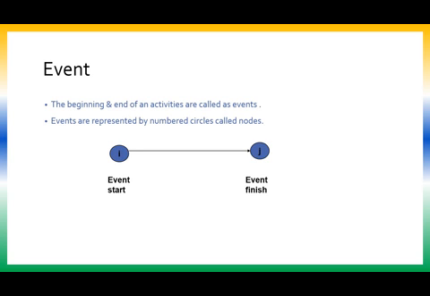Events are represented by numbered circles called nodes. So the line is the activity and the nodes at either end of the line are called events. The event at the beginning of the line is called the start event. The event at the end of the activity is called the finish event. Okay?